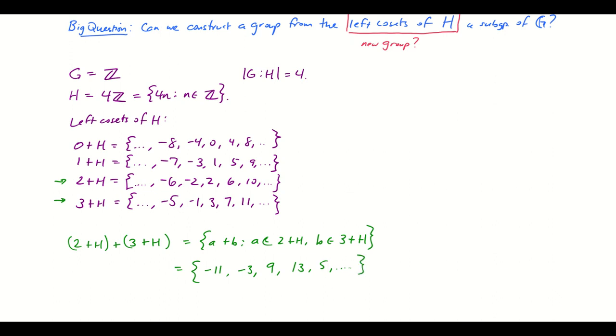So there's probably going to be a lot more here. But I do notice that everything that I have in this picture here, I have -3, I have 5, I have 9, 13 would have been just over here, -11 would have been just over here. Could I have gotten 1? Let's see. Oh, I could have done 2 plus -1. That would give me 1. So everything I'm getting seems to be in 1 plus H. And in fact, you could prove that the set that we get by adding these two cosets together actually is 1 plus H. Everything is in the same coset.